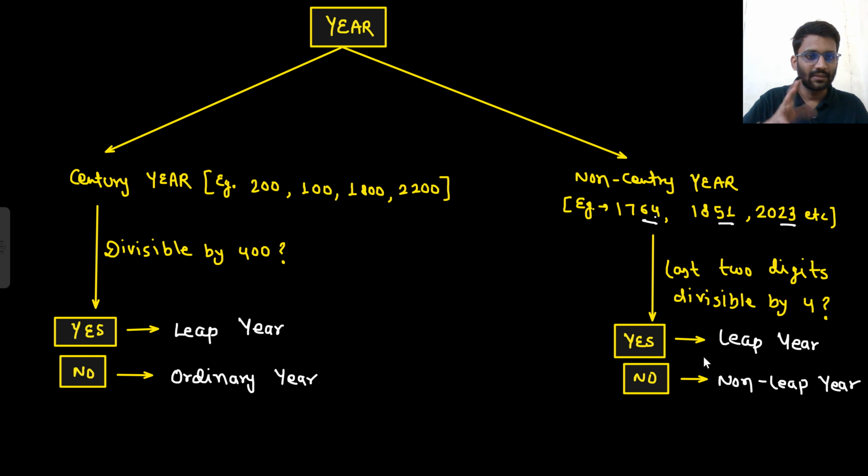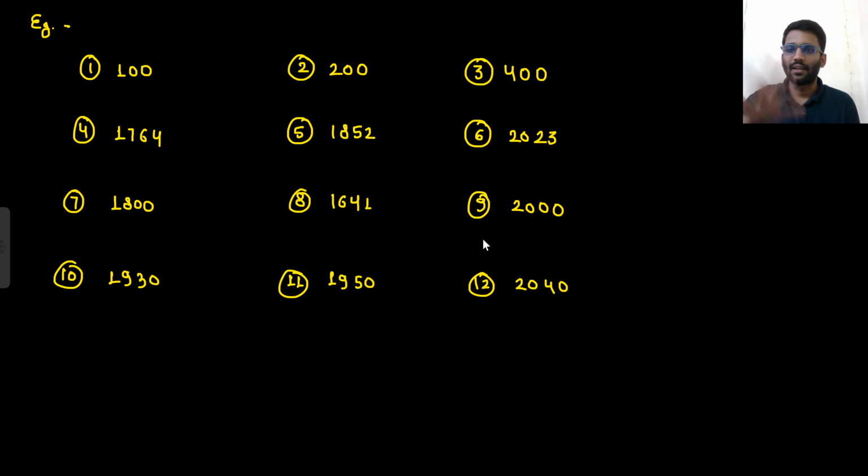Like people teach this, some people get confused in this one. Like there are many rules, nothing like that. This is a simple slide you can see. With this slide, you will be able to tell every year whether that is a leap year or not. Let's see a lot of examples here.